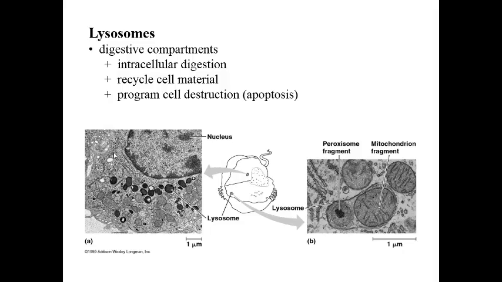Lysosomes are going to be sacs, like a vesicle, but it's a sac that contains digestive enzymes. Enzymes that perform the process of hydrolysis and break things down. Lysosomes are used for many functions. One function is intracellular digestion, breaking down things within the cell, things that are no longer needed or no longer functional. Lysosomes also participate in a process called autophagy. Autophagy is the recycling of cell material.